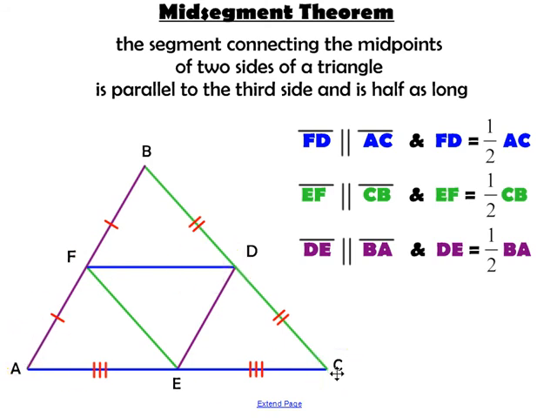All the other midsegments of the triangle follow in the same way. FE is the midsegment of AB and AC, so it is parallel to the third side BC and half as long. Likewise with segment DE, it's a midsegment of side BC and AC, so it's parallel to AB and half as long.